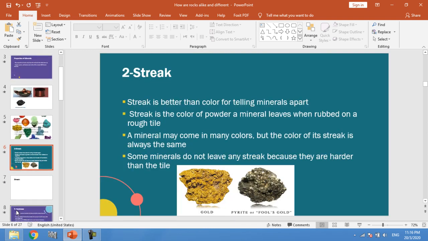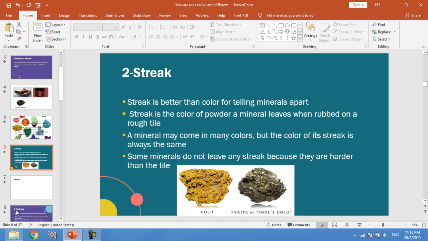The second property we have is streak. What is a streak? When you hold a mineral and draw a line with it, the color of the produced line is a streak. So, is streak better than color for differentiation? Yes, because it is unique for each mineral. Streak is the color of powder a mineral leaves when rubbed on a rough tile.